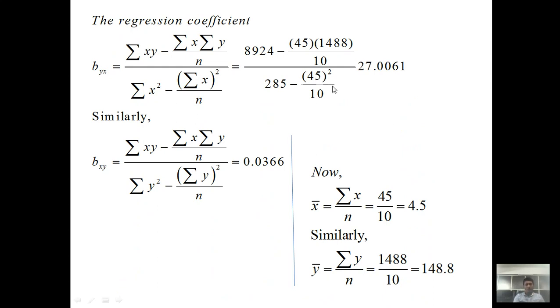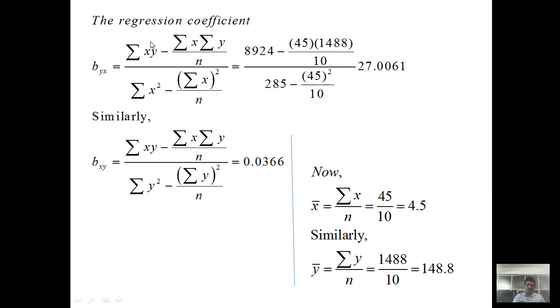So next we have to obtain the regression coefficient. For the regression coefficient byx, remember there are many forms of the regression coefficient available. As per our convenience, whichever is the best fit to the given example, we consider any one of the forms. So here we consider byx is equal to sum of xy minus sum x into sum y upon n, upon sum x square minus sum x whole square upon n.